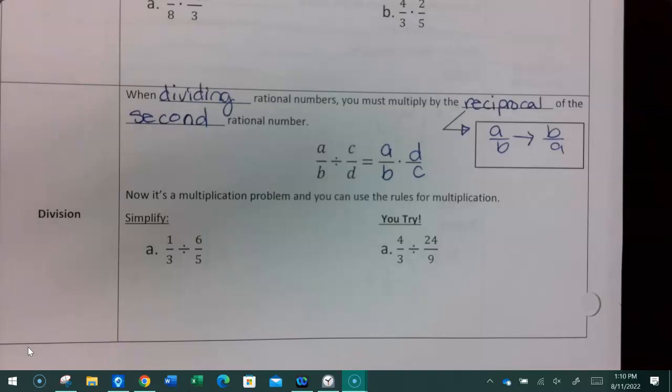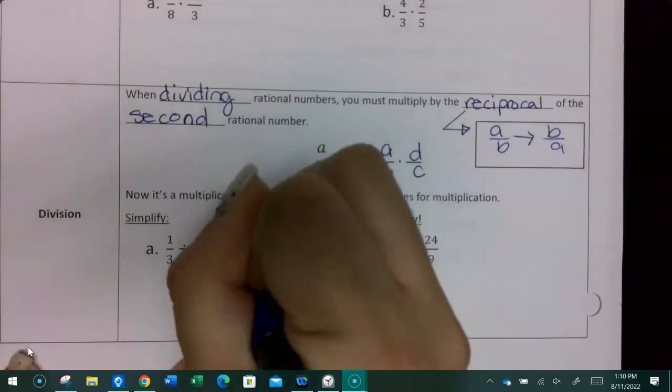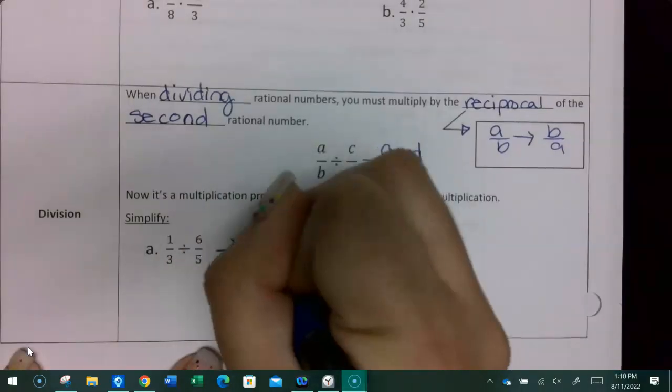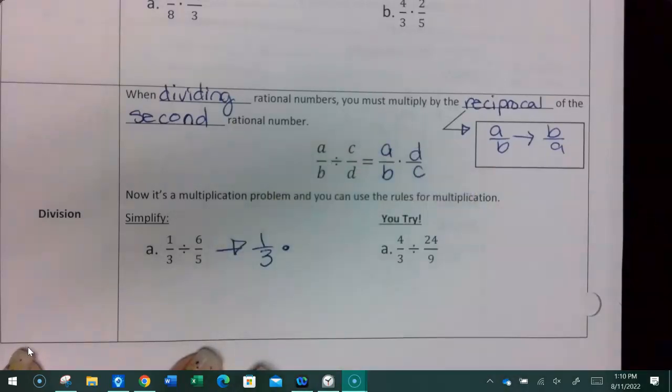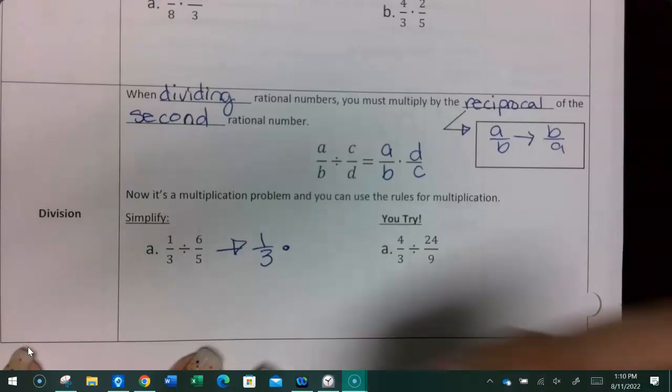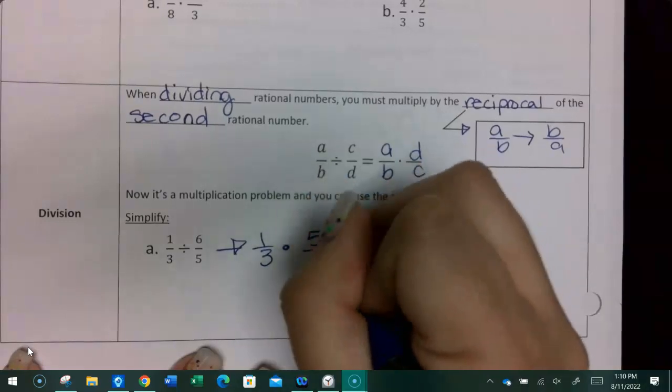Okay, so on A, I have 1/3 divided by 6/5. I'm going to change this into a multiplication problem. The 1/3 stays the same. Division is going to turn into multiplication, and then I'm going to flip that second fraction, so it's going to become 5 over 6.